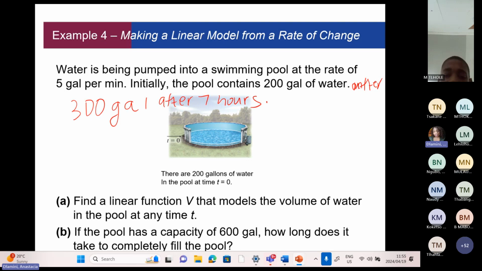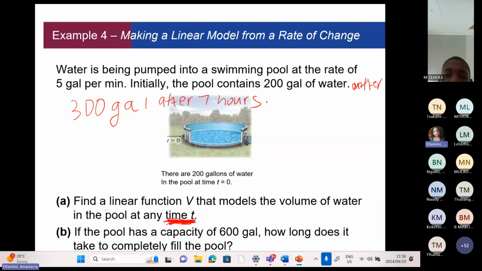We said this is a linear function, isn't it? Yes. Right? So meaning that it has to be in the form of V of T. Can I use X instead? Yes or no? And why? Why am I using T? Why are you forcing me to use T? Because of time. Because we are using time.